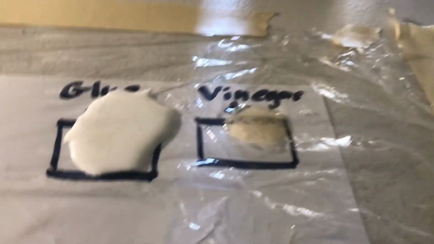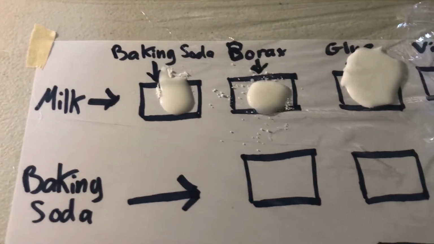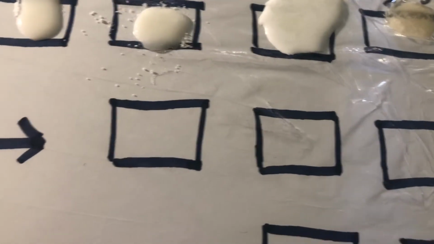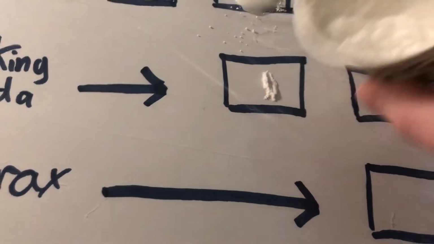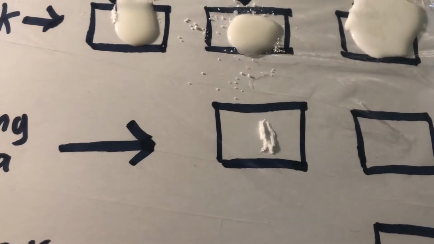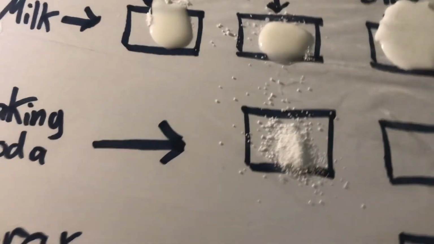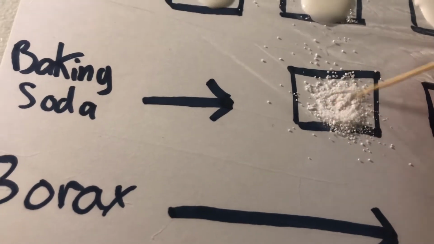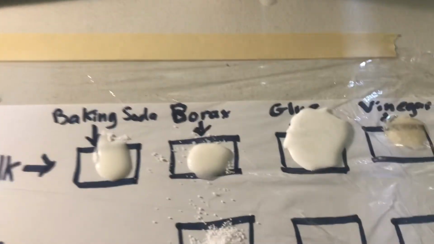Okay, so the next set of reactions we're going to try with baking soda. So first, baking soda. Just gonna dab a little bit of that out. Okay. And borax. Okay, so those are two white powders. I'm gonna mix them together. All right, I'm not seeing any reaction. So no reactions there.